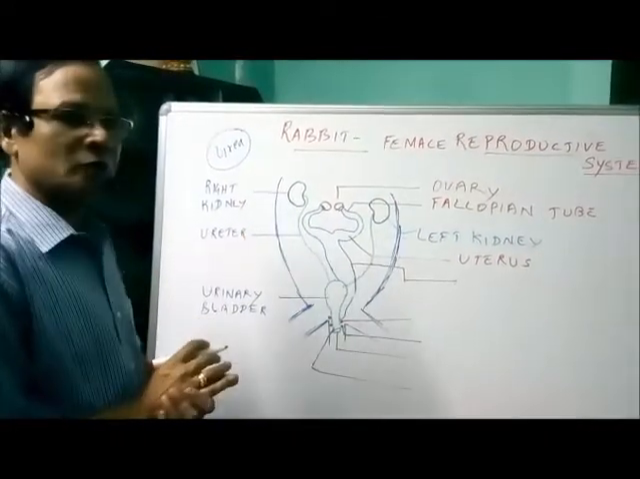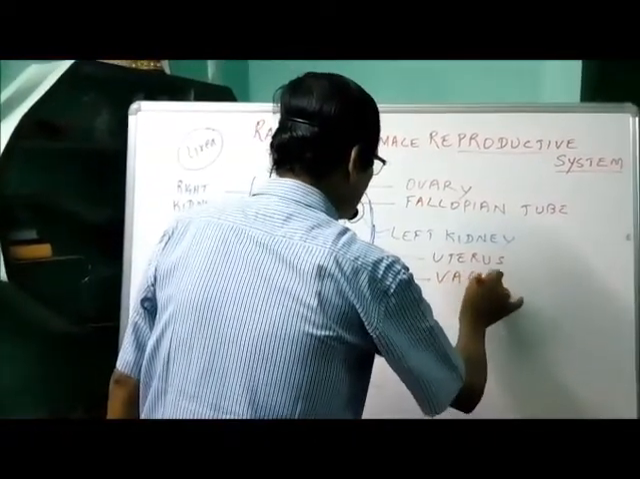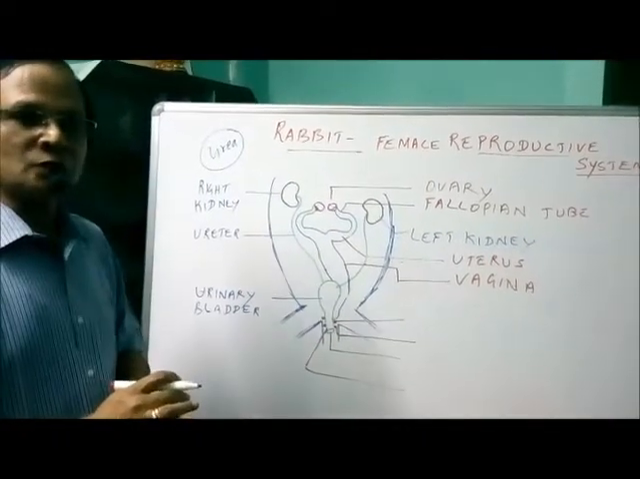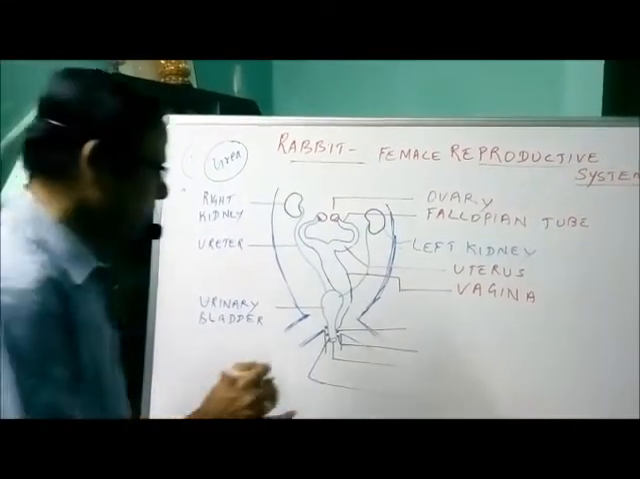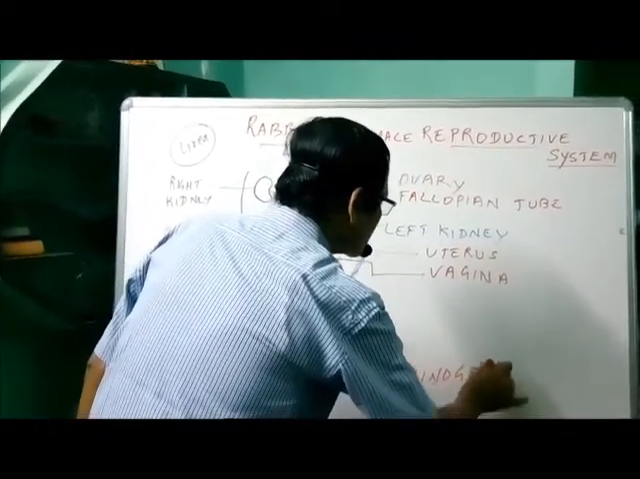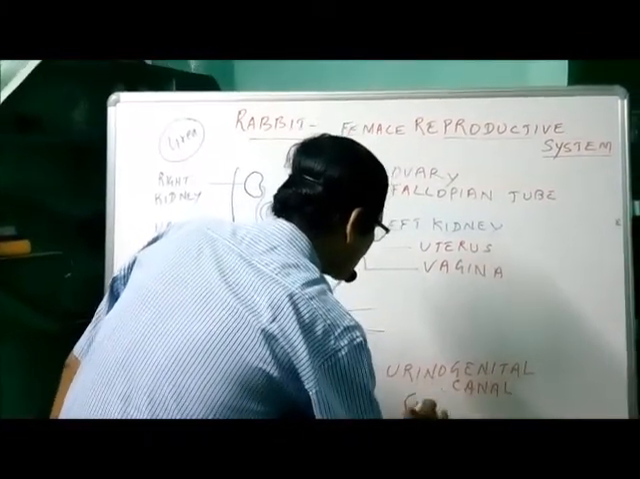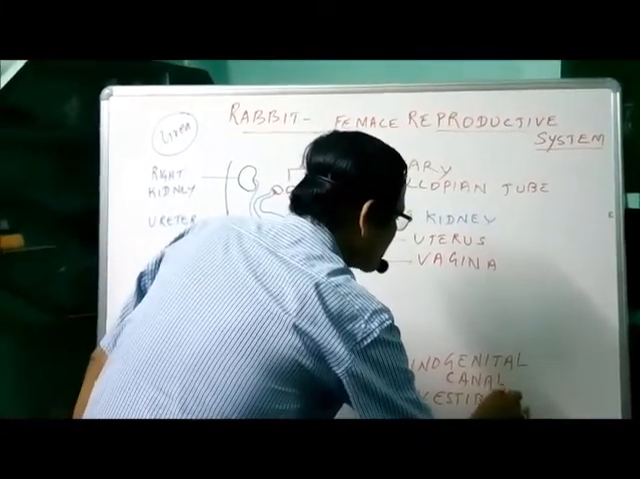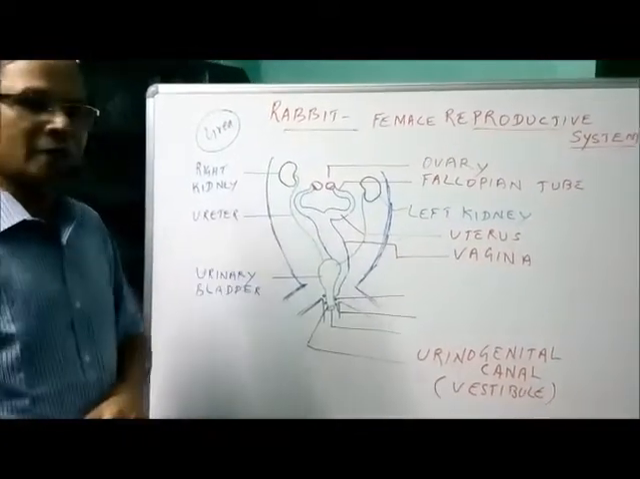The two uteri of both sides join together to form the vagina. Now the vagina and the urinary bladder join together to form a common tube. The name of the common tube is the urinogenital canal. It is also called the vestibule. So this is a common duct formed by the union of the vagina and the urinary bladder.